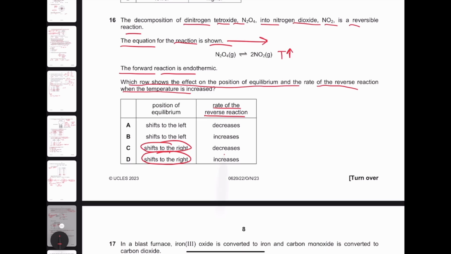It will also increase. Why? Because equilibrium tries to minimize the change. So if you're going to the forward side, equilibrium will try to shift to the left hand side. So the rate of the reverse reaction will also increase. Is it clear? You can take it to be like a seesaw. If one side is getting heavier, the other one will also try to balance it out. So it will also increase.